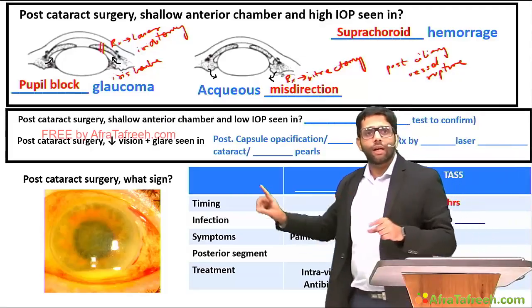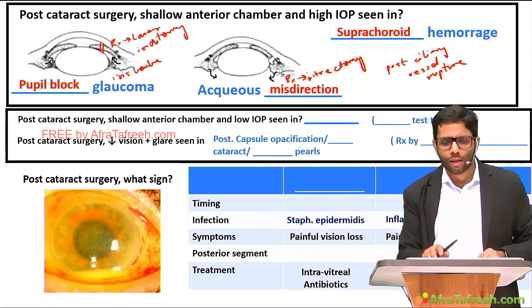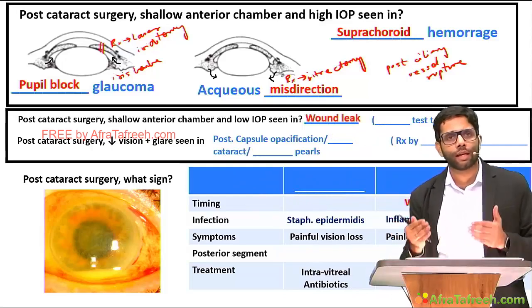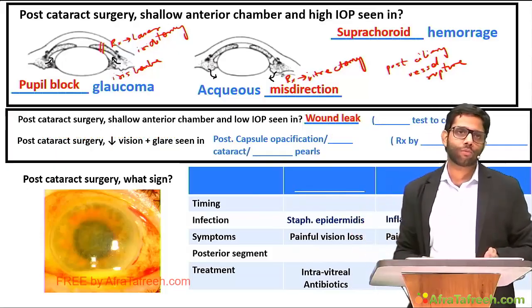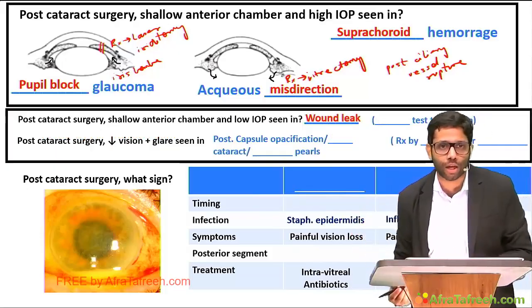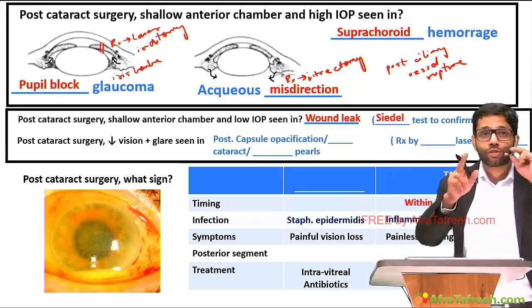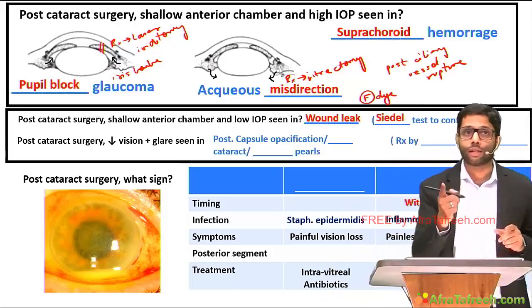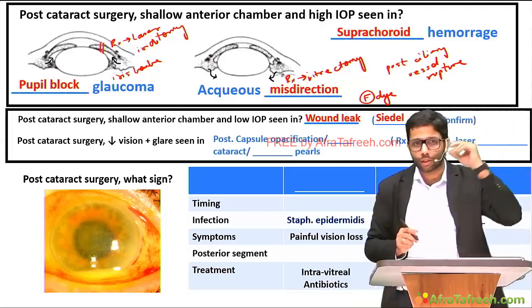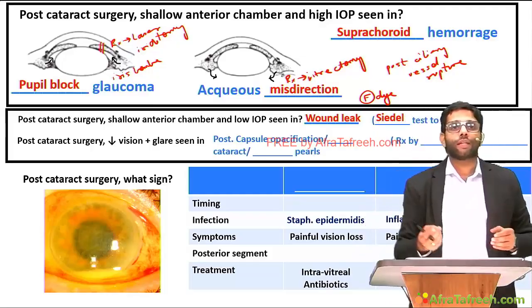But what is the answer for shallow AC and low IOP? Very logically, if the wound is leaking, the incision is leaking, aqueous is coming out. If the aqueous comes out, the pressure decreases and the anterior chamber becomes shallow. How to know whether the aqueous is leaking or not? By Seidel test. Which dye do you put? Fluorescein dye. Fluorescein dye is an orange color dye, and you see it under which light? There is a question also: cobalt blue filter. If the aqueous is coming out, the dye will become diluted.